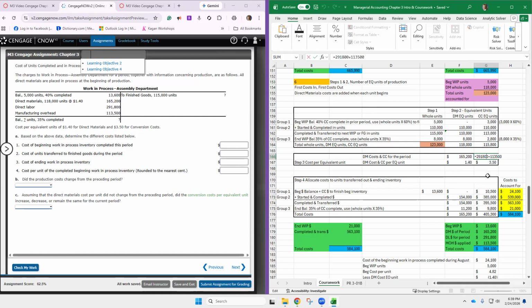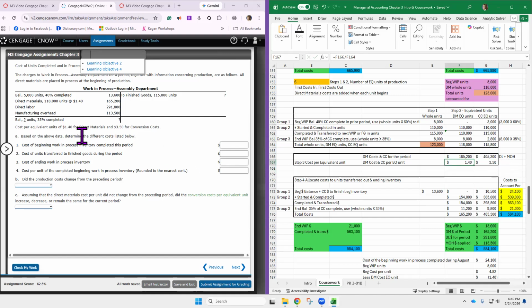Here are the two numbers that go together for conversion costs: 291,800 and 113,500. Those two get added, and I put DL plus manufacturing overhead here. So that is 405,300.